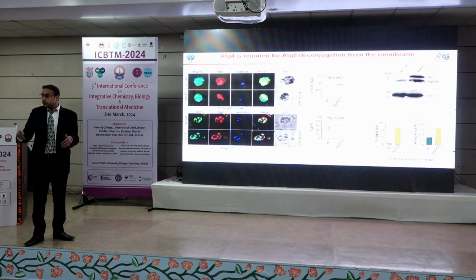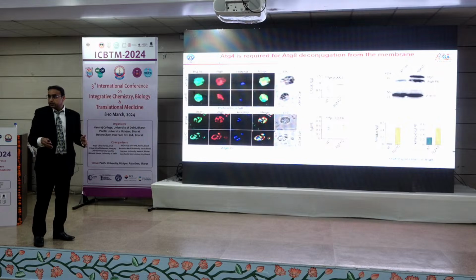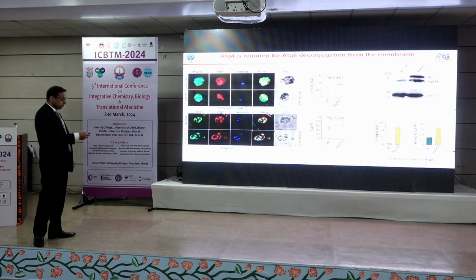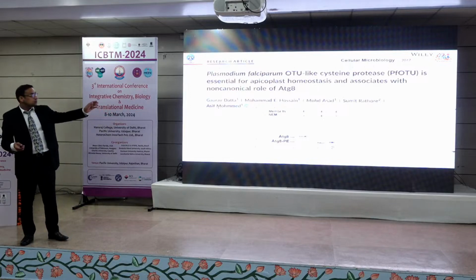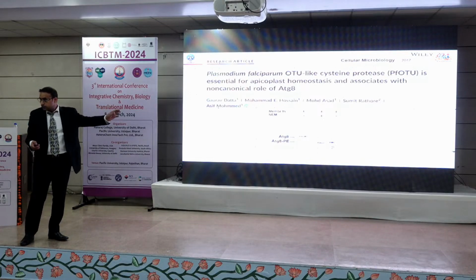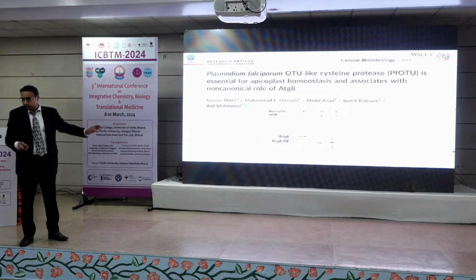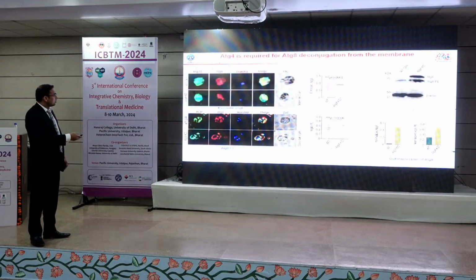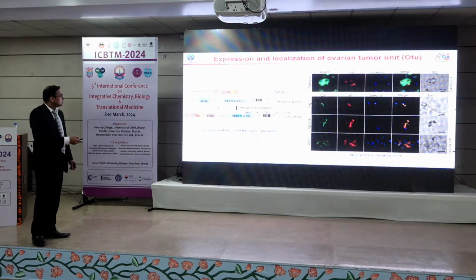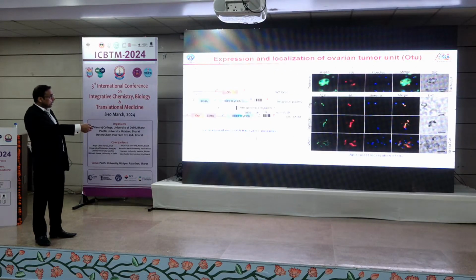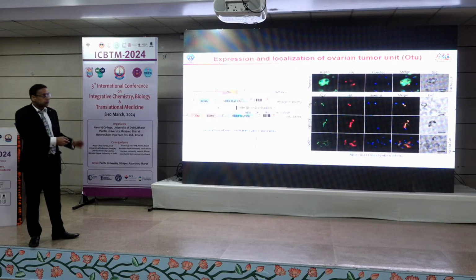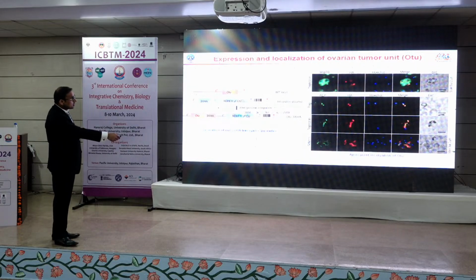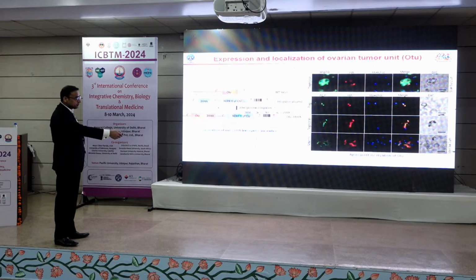So we checked if there is another enzyme that can process ATG8 in the absence of ATG4. We looked into the literature and found a paper where they have nicely shown that this ovarian tumor unit (OTU) cysteine protease can process ATG8 in malaria parasites. So next, we again checked the expression of this OTU in Plasmodium berghei and found that it expresses and localizes on the apicoplast membrane in Plasmodium blood stage parasites.